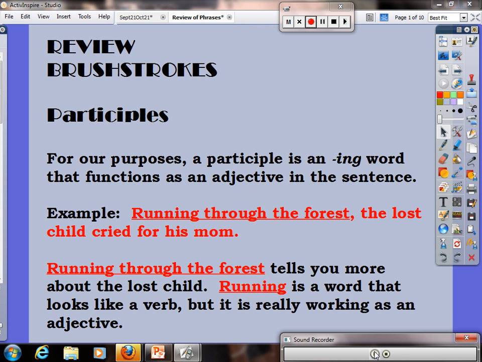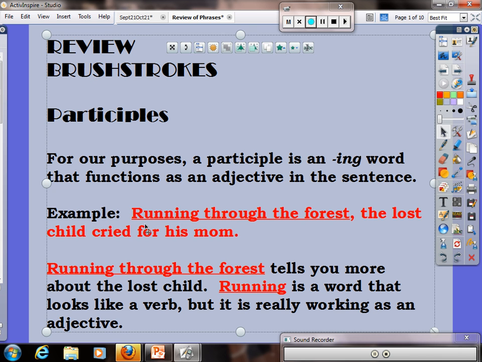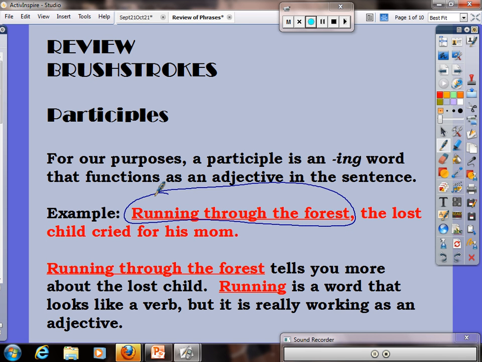So, basic review for our purposes, a participle is going to be the ing word that functions as an adjective in the sentence. And here's an example sentence. Running through the forest, the lost child cried for his mom. Okay? Running through the forest tells you more about the lost child. So this right here, running through the forest is our participial phrase. Okay?